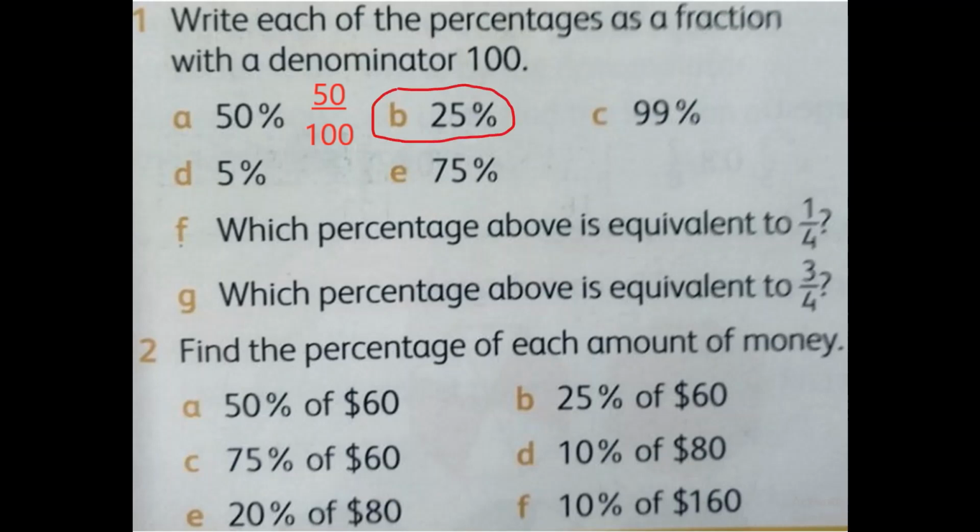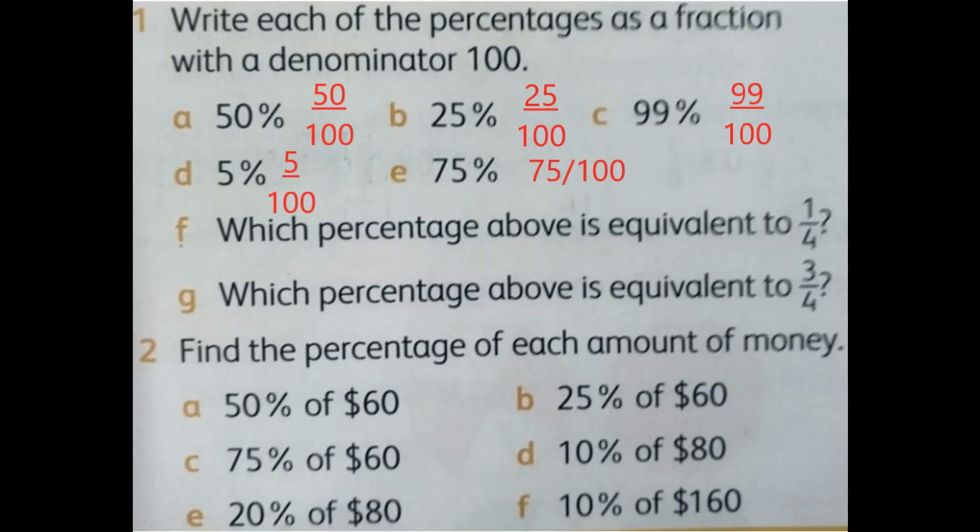1b says it's 25%, so the answer will be 25 over 100. Okay, letter 1c is 99%, so the answer is going to be 99 over 100. 1d is 5%, which is 5 over 100. And letter E is 75%, which is 75 over 100. So let's look at letter F now. And letter F says, which percentage above is an equivalent to 1/4?